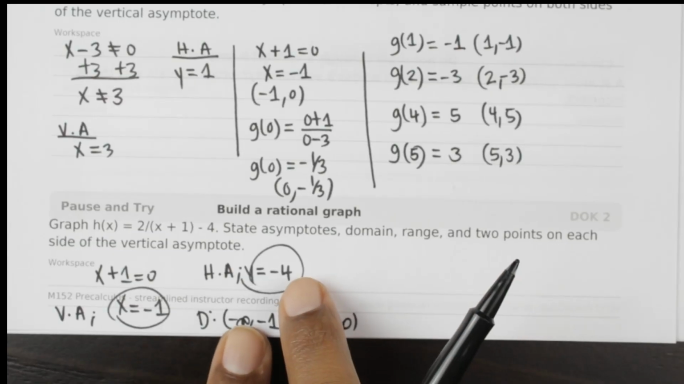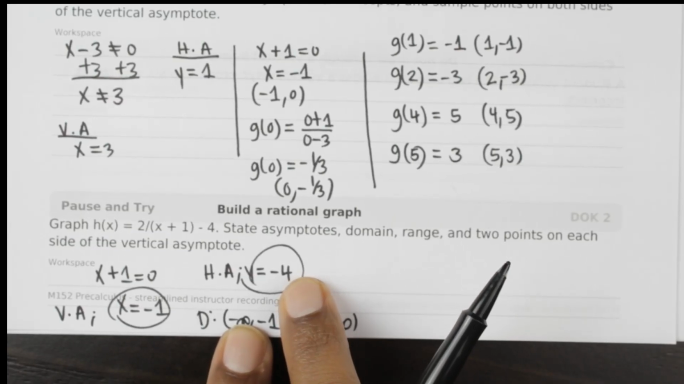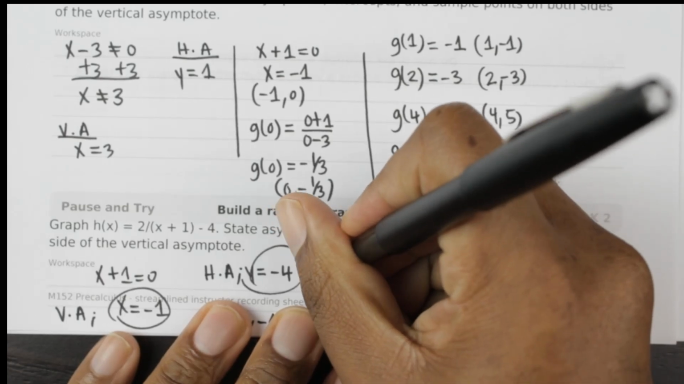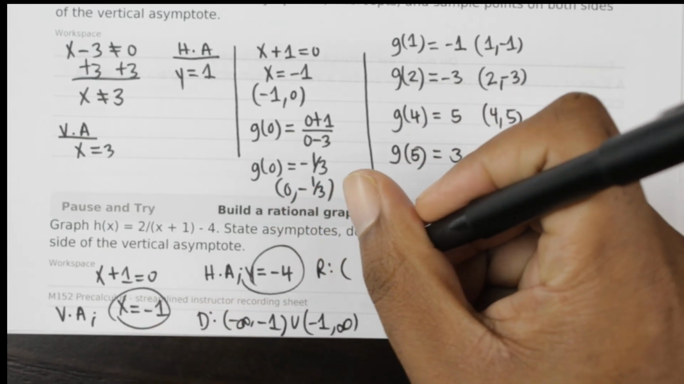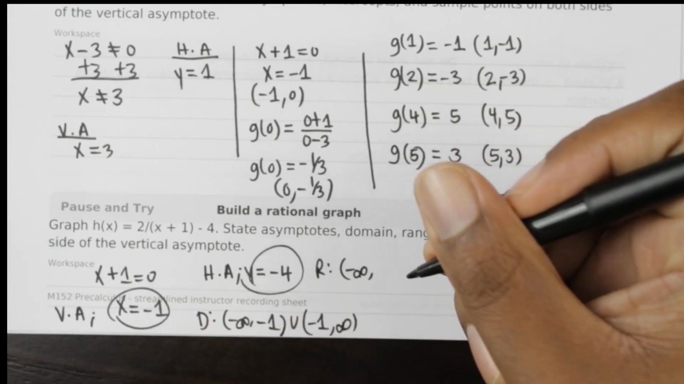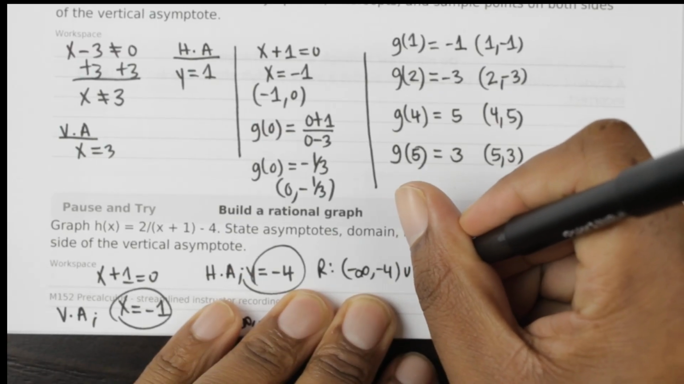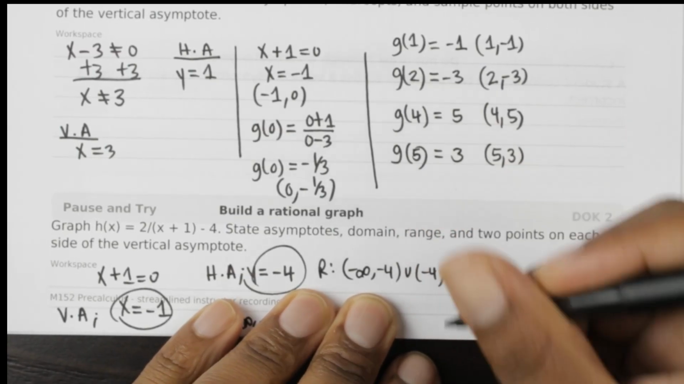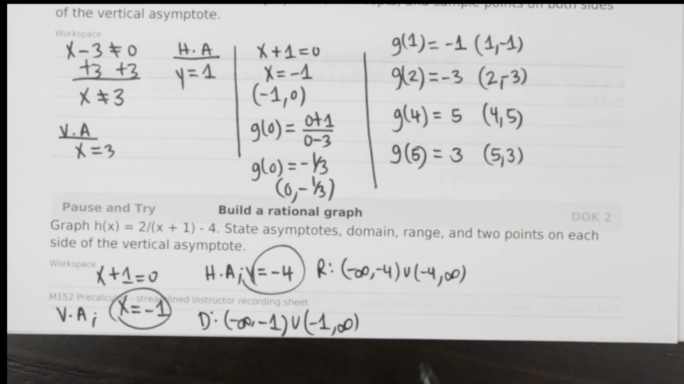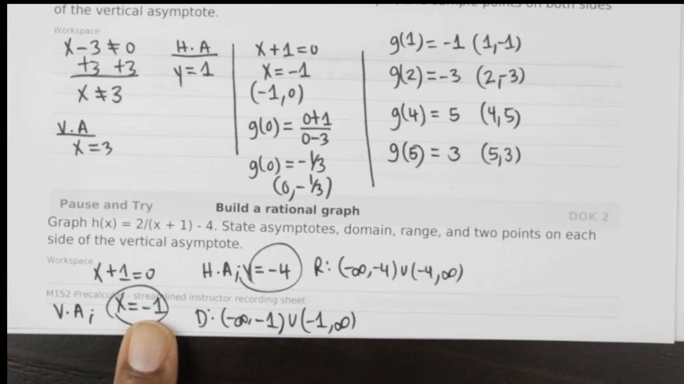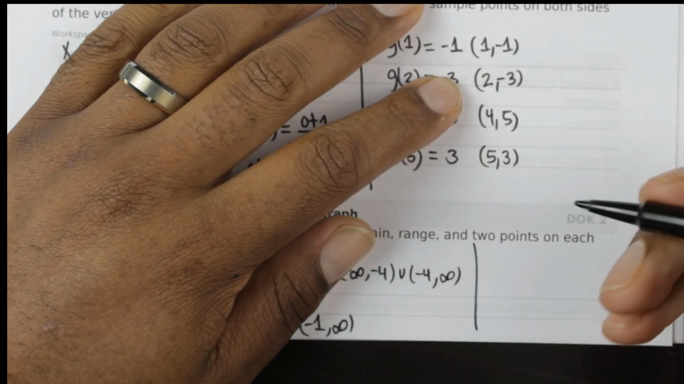So the range has this exclusion. So the range would be negative infinity, comma, negative 4, union, negative 4, comma, positive infinity. Okay. Now choose 2 points on the left of -1 and to the right of -1. So let's just use -3 and -2, okay, because we don't have much space.